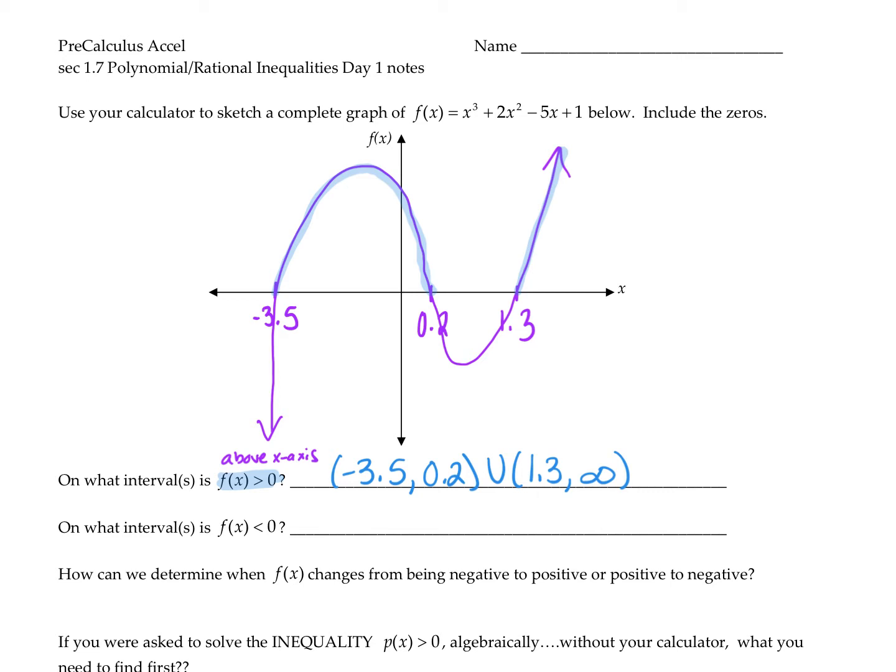Now it says for what interval is f of x less than 0? So that would be below the x-axis, or when it's negative. And so that would be from here to here and from here to here. So to write that in interval notation, it'd be from negative infinity to negative 3.5 union 0.2 to 1.3.